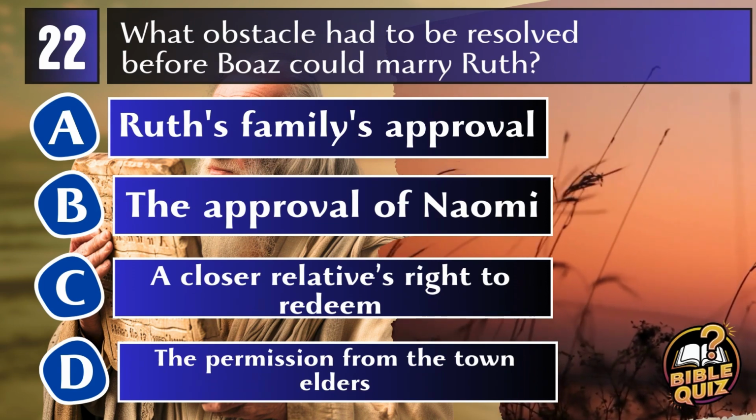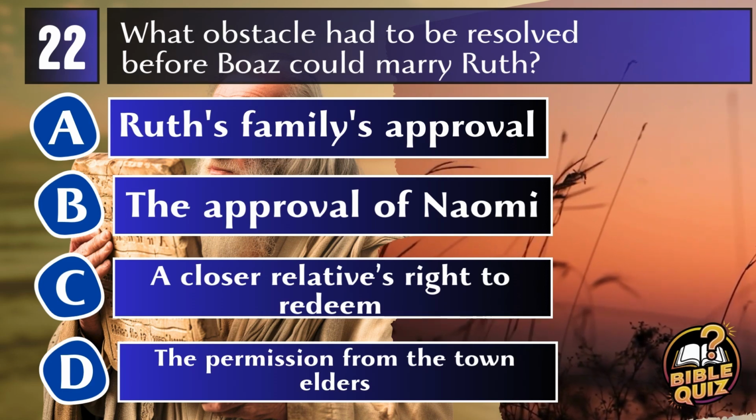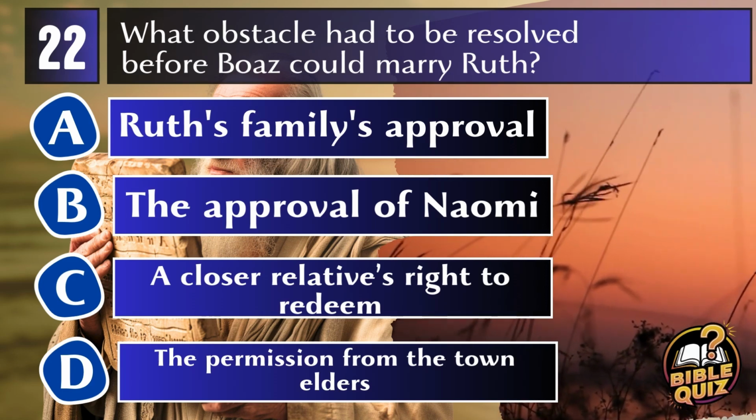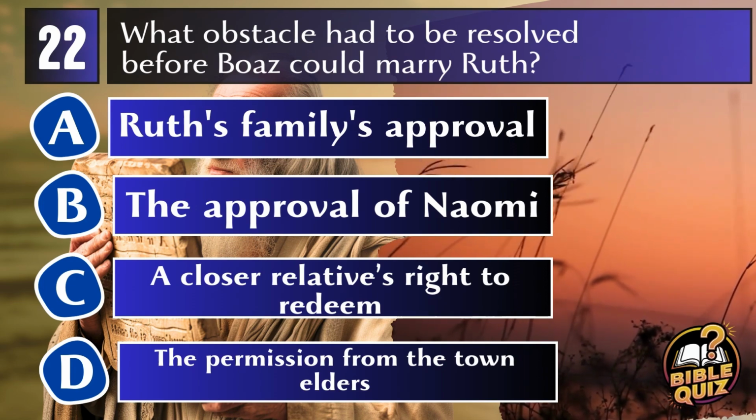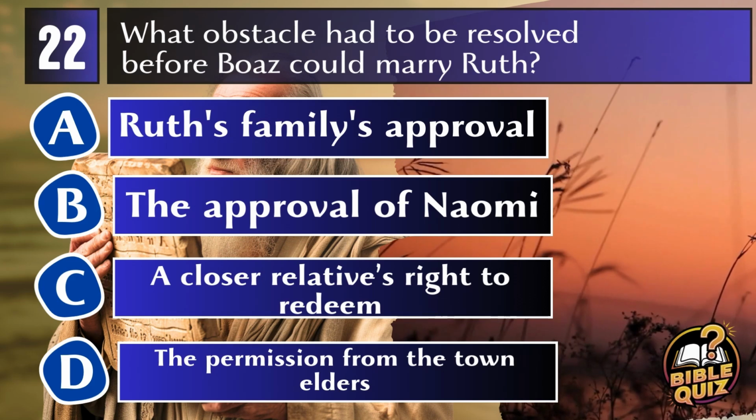Question 22. What obstacle had to be resolved before Boaz could marry Ruth? A. Ruth's family's approval. B. The approval of Naomi. C. A closer relative's right to redeem. D. The permission from the town elders.